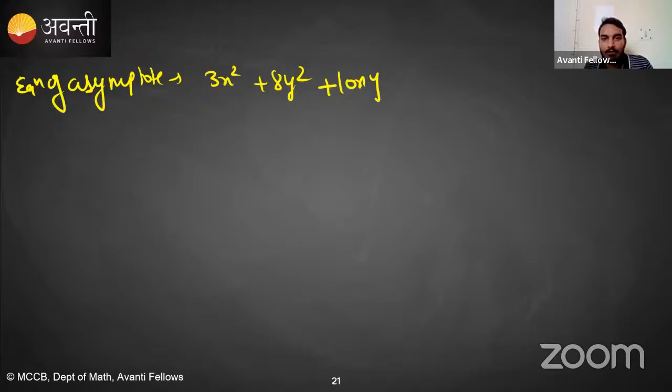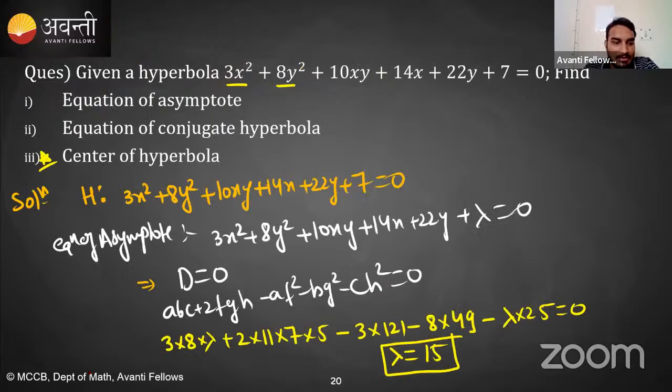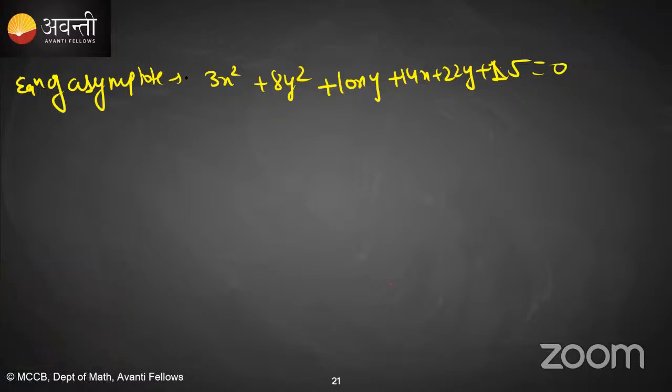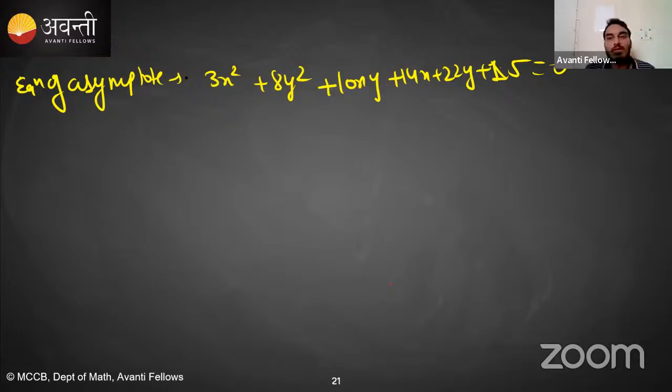Okay, so 10xy, after that 14x plus 22y plus lambda, that is plus 15, is equal to 0. This is the equation of asymptote. Is there any doubt in it? We got the equation of hyperbola and the equation of asymptote. Now tell me the equation of the conjugate hyperbola quickly. Quickly let me know the equation of the conjugate hyperbola, everyone.